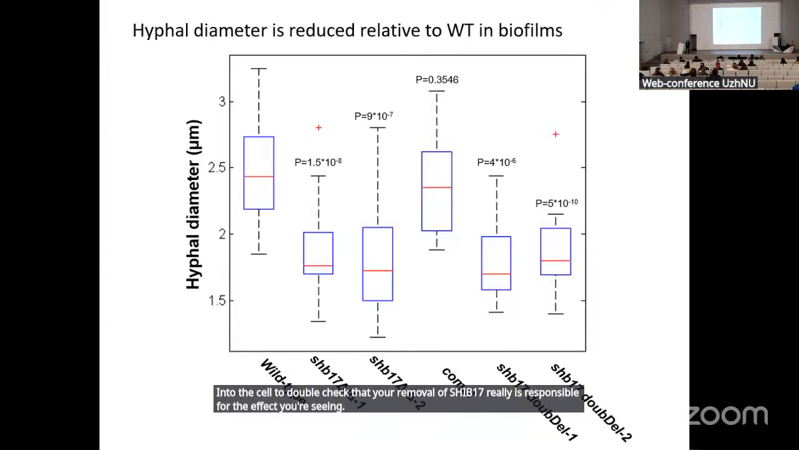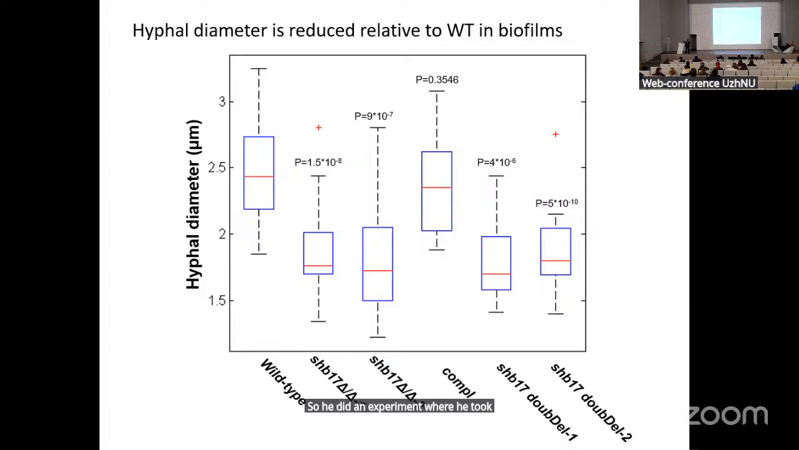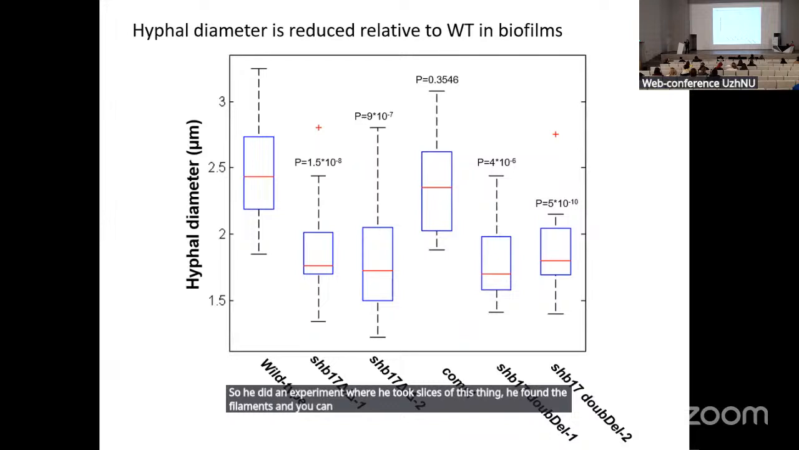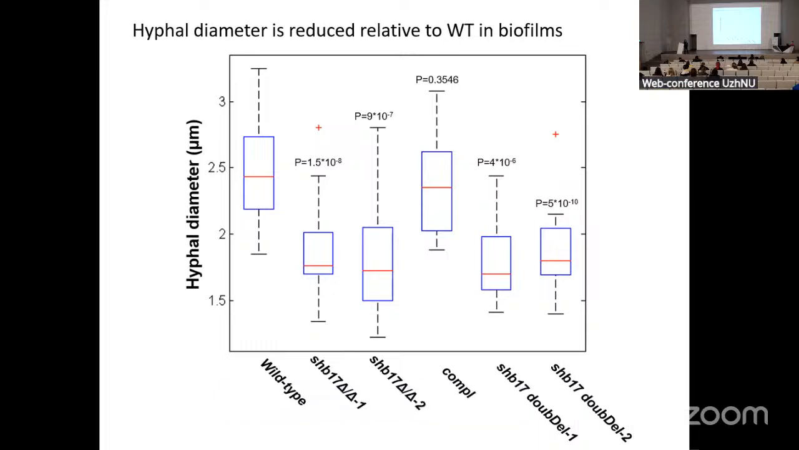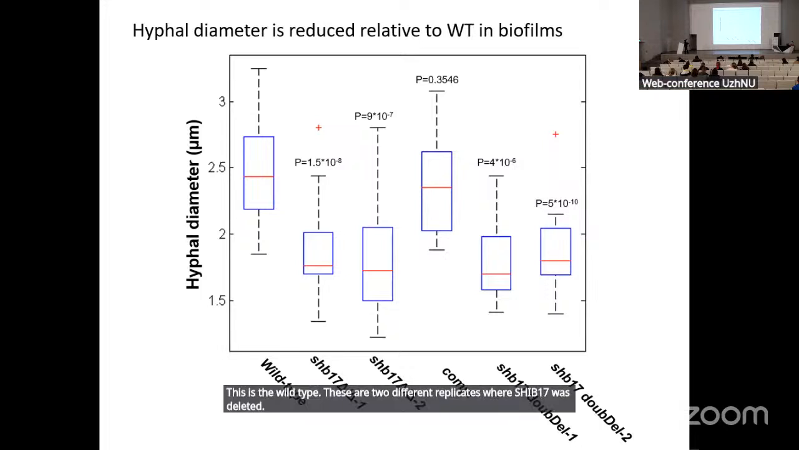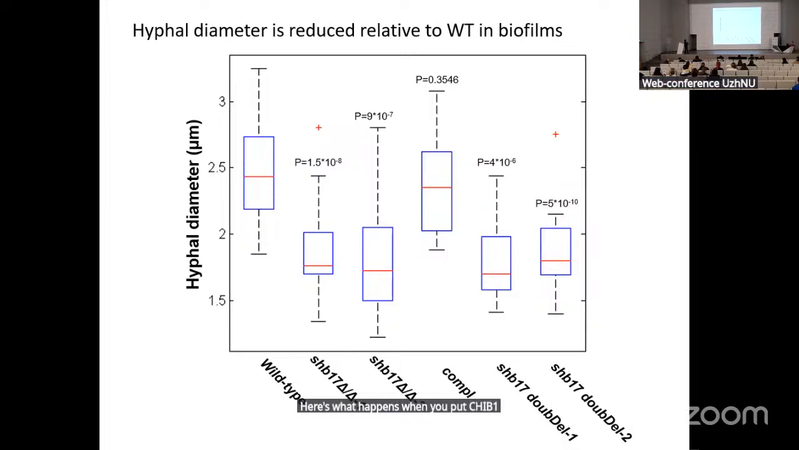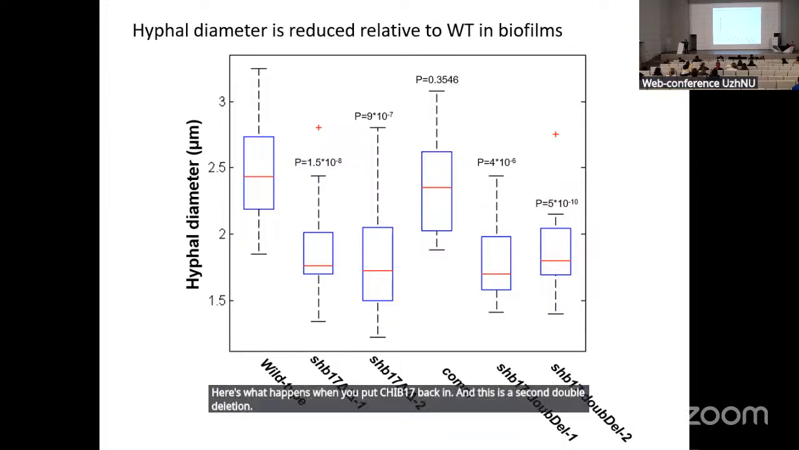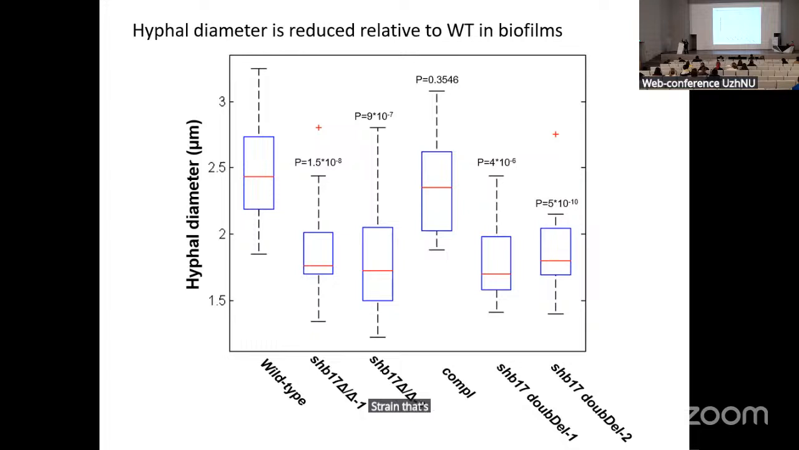So he did an experiment where he took slices of this thing, and he found the filaments, and you can measure how wide they are by squinting into a microscope. And he did that for a long, long time and got a lot of data. And what you're seeing here is hyphal diameter in biofilms. This is the wild type. These are two different replicates where SHIB17 was deleted. Here's what happens when you put SHIB17 back in, and this is a second double deletion. There's a paralog of SHIB17 in Candida albicans, so we knocked that out as well.